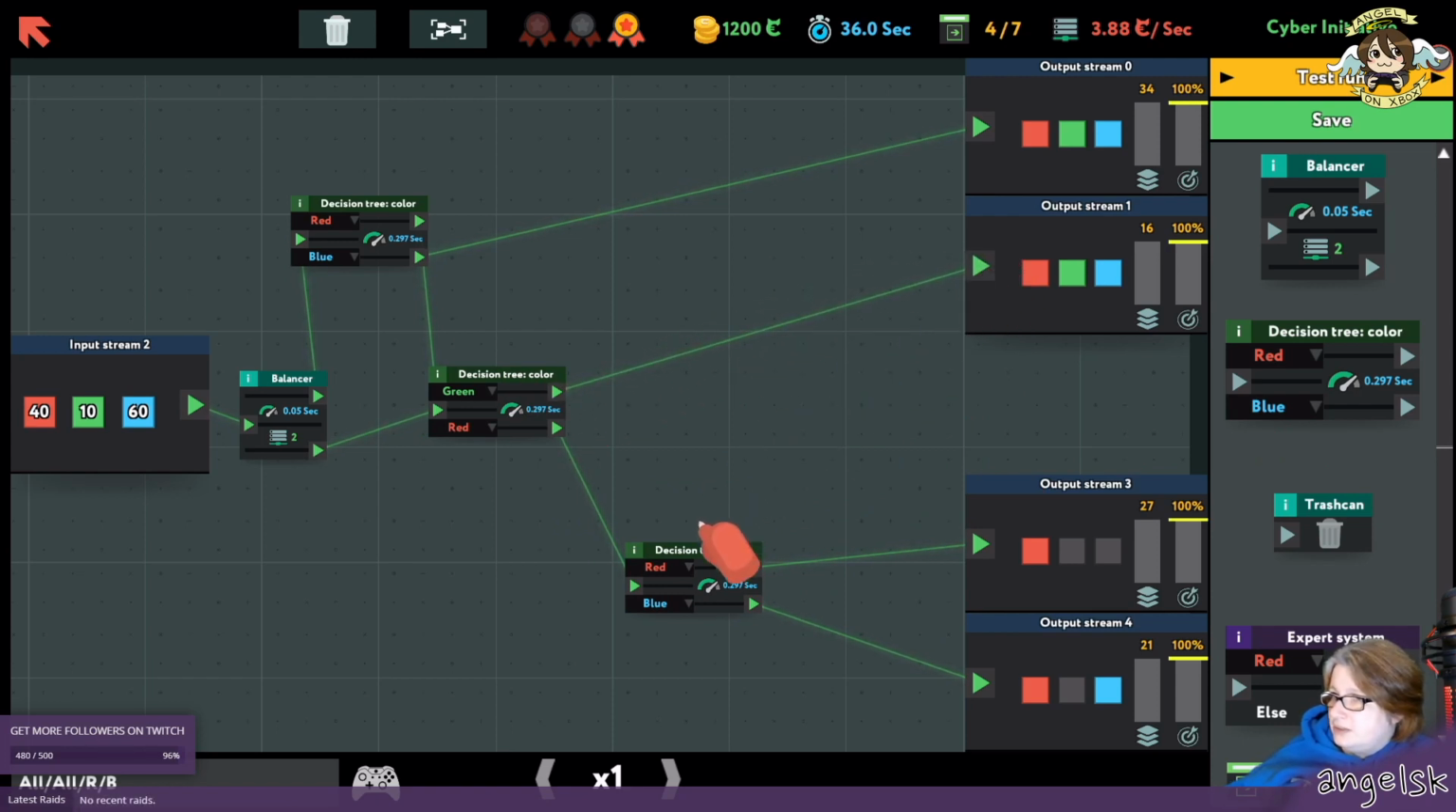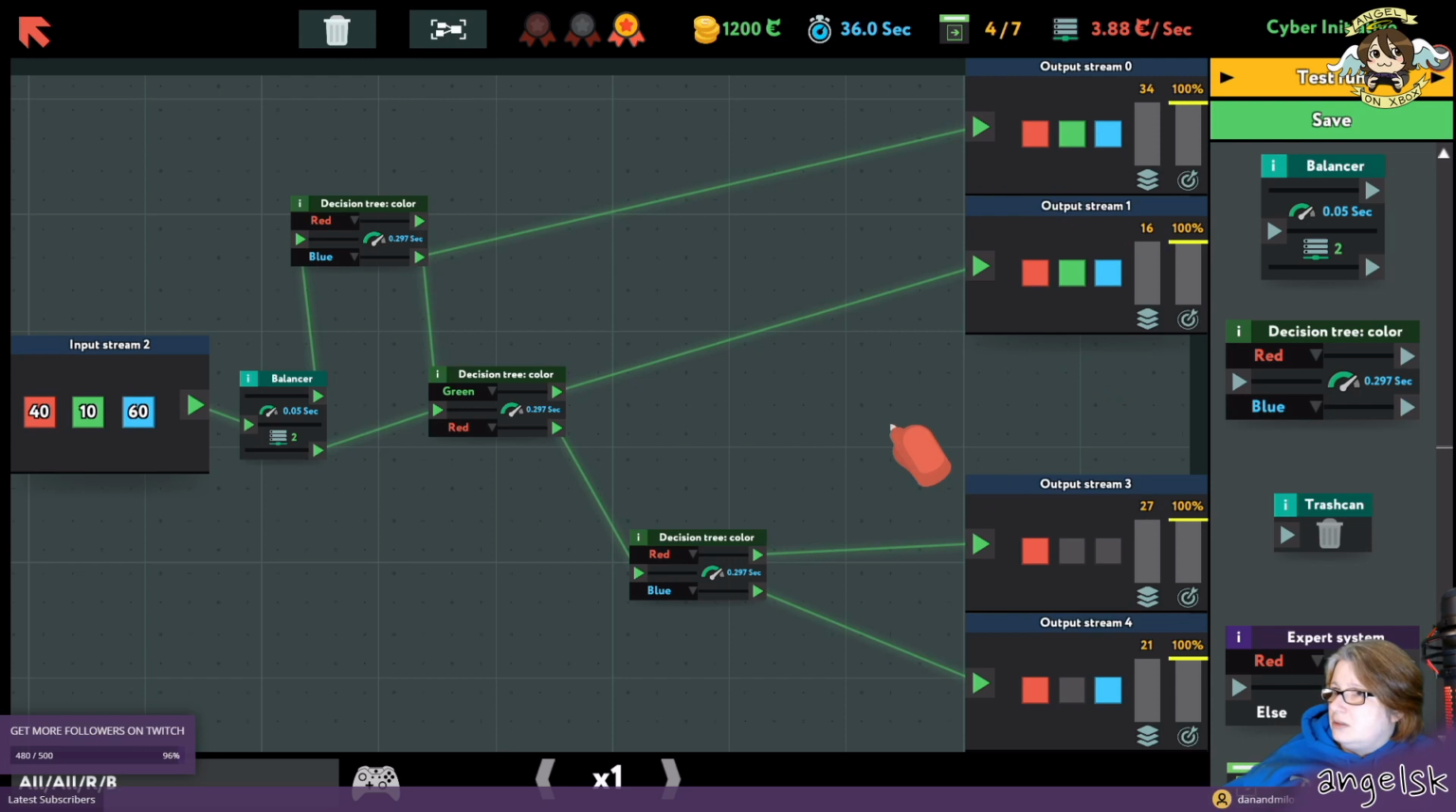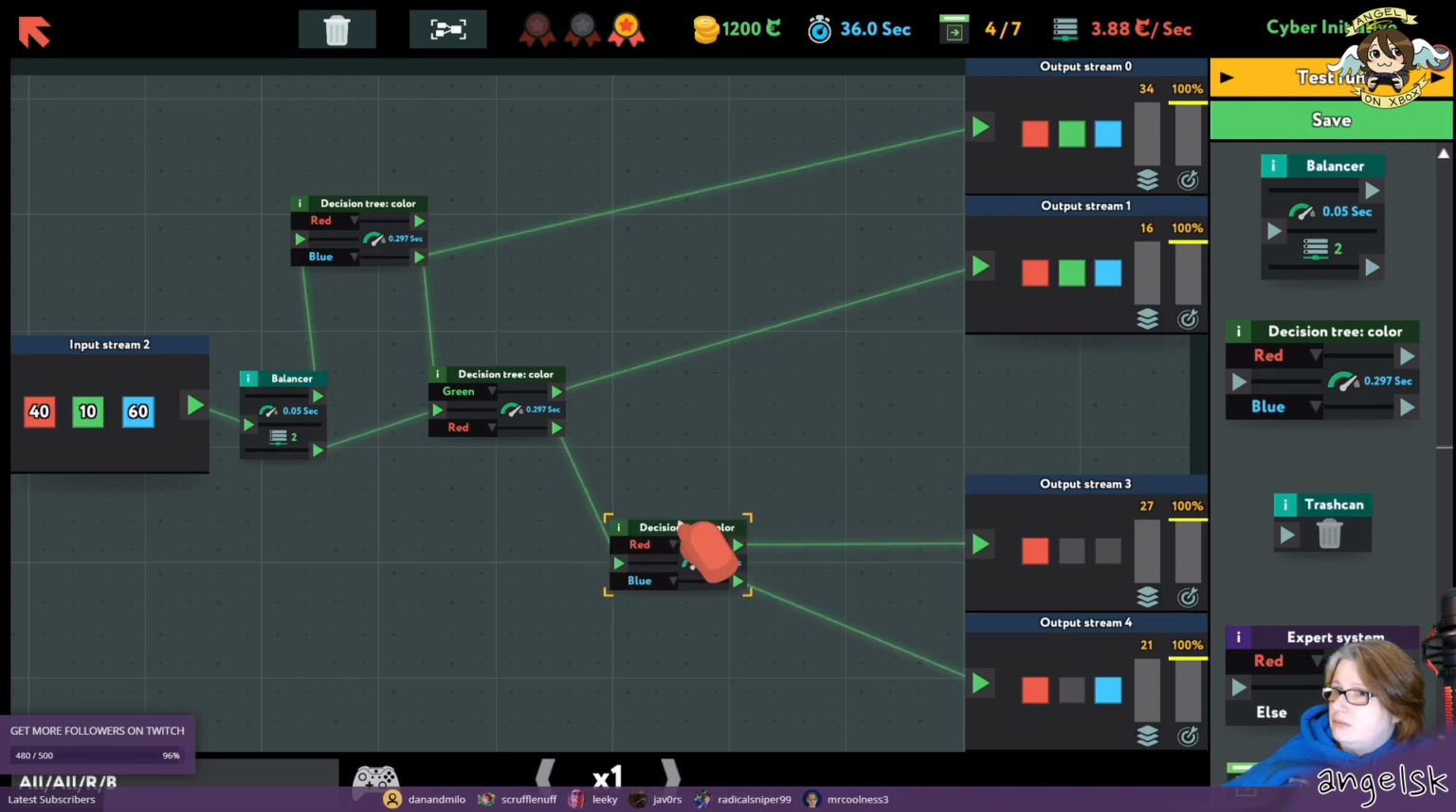We need another 6. This splits red and blue. So we decided we had 35 going up here and 10. So that leaves us with like 65. We need to split red and blue. We've got a lot of blue.